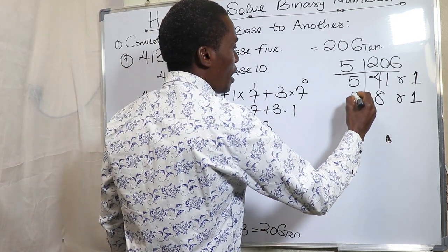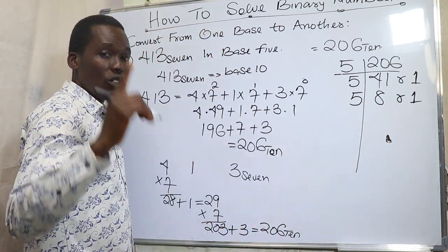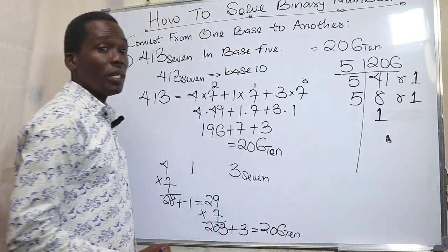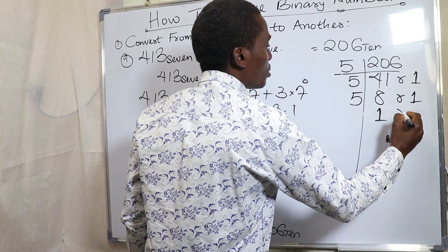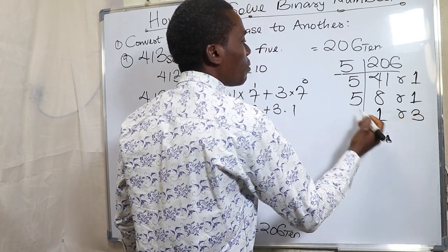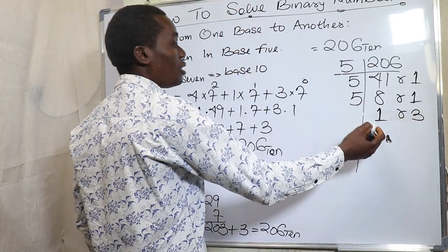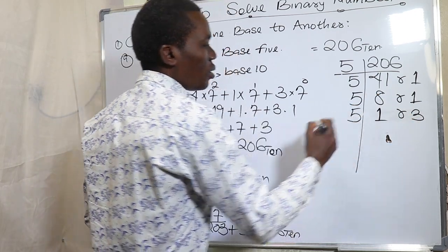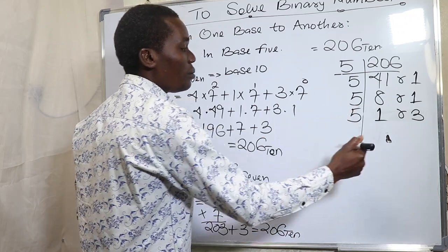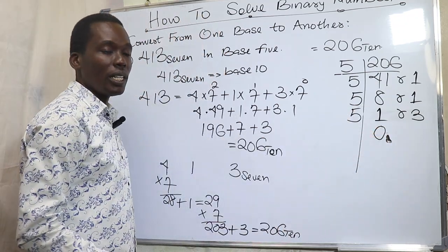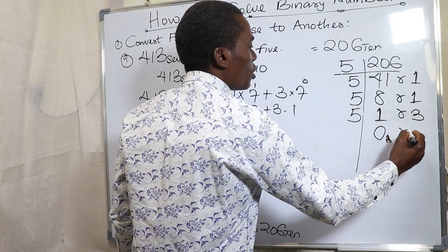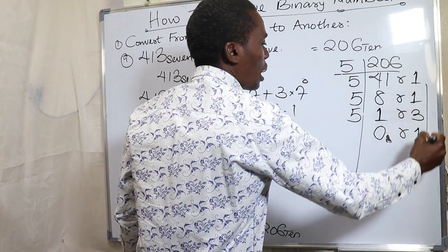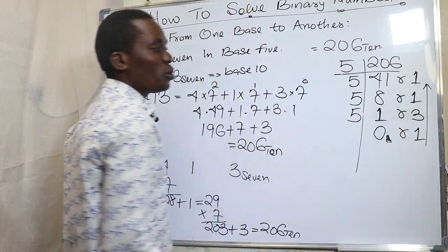So we'll go again. 8 divided by 5 is going to give us just 1, remainder 3, because 5 times 1 is 5, and 8 minus 5 is 3. 1 divided by 5 is not possible, so we'll write a 0, and it will remain 1. So what we do is to count this from below to the top.